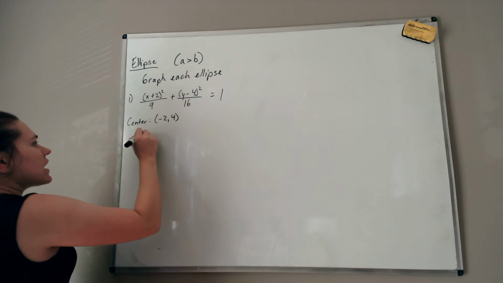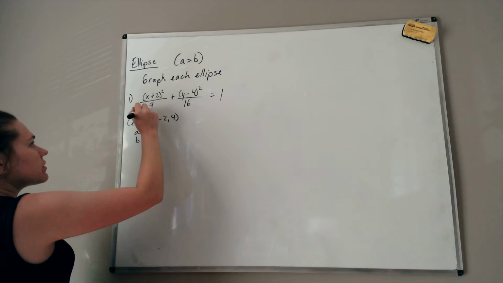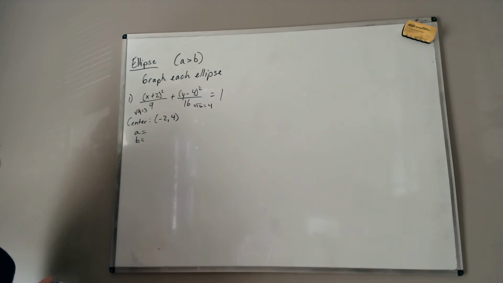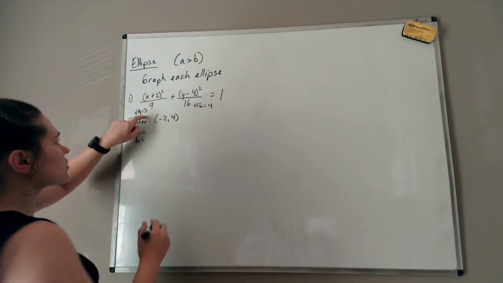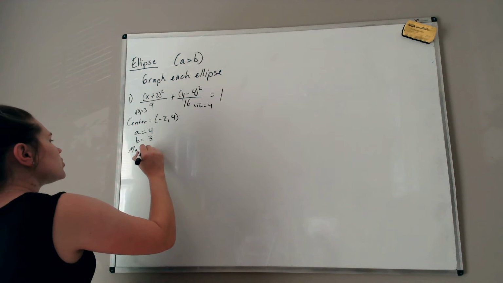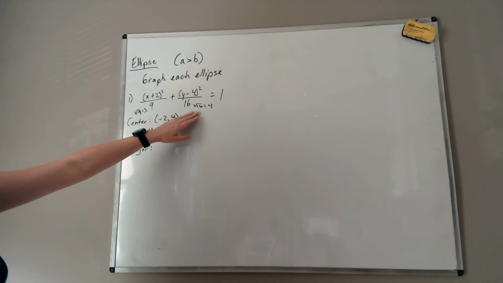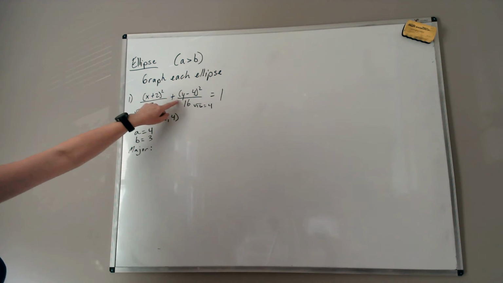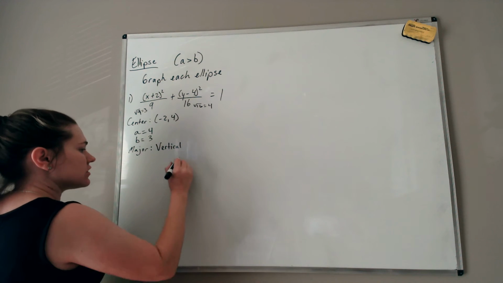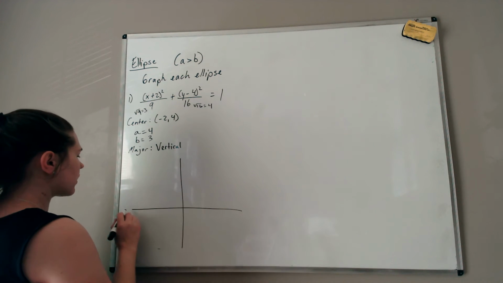Now we have to figure out what A is and what B is, so we take the square roots of both of these. The square root of 9 is 3, and the square root of 16 is 4. Which is the larger number? 4 is larger than 3, so A is 4, B is 3. I always write down what the major axis is. The larger number is under y, so the vertical axis is going to be the longer axis.